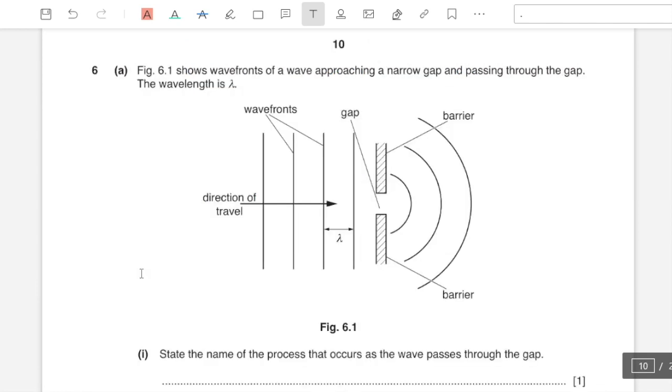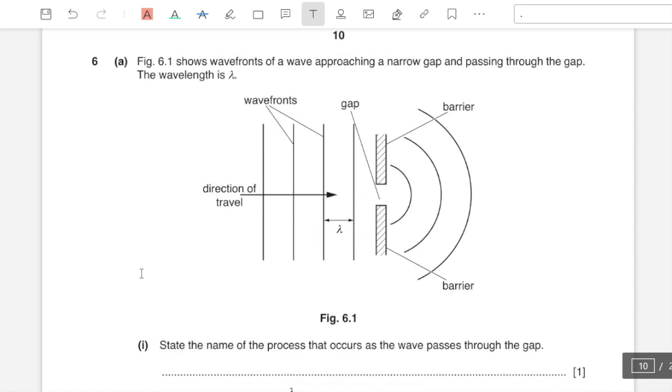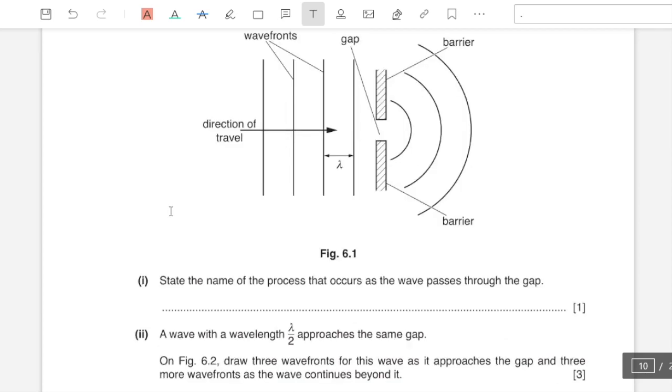Question number 6. A. Figure 6.1 shows wavefronts of a wave approaching a narrow gap and passing through the gap. The wavelength is unknown. 1. State the name of the process that occurs as the wave passes through the gap. This is diffraction.